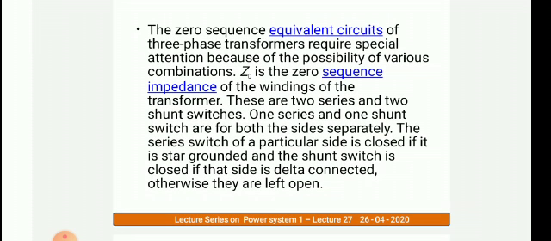So I will repeat again this particular line because this is what one has to apply while drawing the zero sequence impedance for three phase transformer. One series and one shunt switch are for both the sides separately. The series switch of a particular side is closed if it is a star grounded, and the shunt switch is closed if that side is delta connected. Otherwise, they are left open.